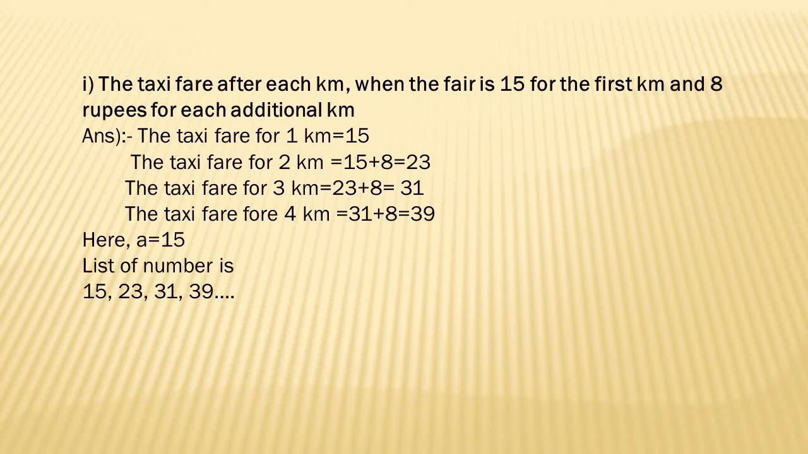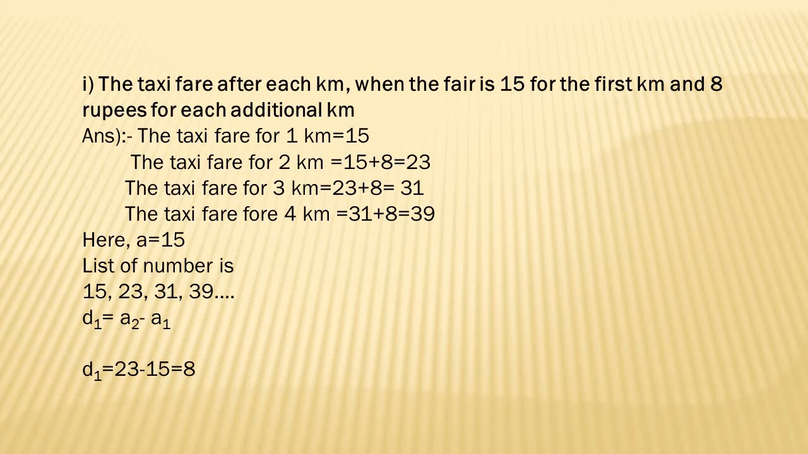To do that, first we have to check the common difference. If it is constant, then it forms an AP. If not, it does not form an AP. What is the formula for common difference? Well, it's nothing but A2 minus A1, which is the second term minus the first term. In this question, the first term is 15 and the second term is 23. So, it's 23 minus 15, which gives you 8 rupees.